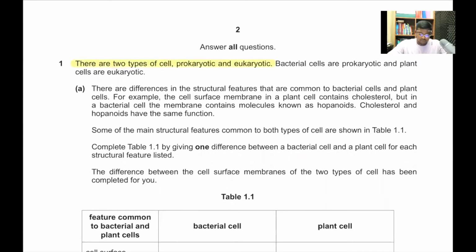Question number 1. There are two types of cell, prokaryote and eukaryote. Bacterial cells are prokaryote and plant cells are eukaryote. There are differences in the structural features that are common to bacterial cells and plant cells. For example, the cell surface membrane in a plant cell contains cholesterol, but in a bacterial cell, the membrane contains molecules known as hopanoids. Cholesterol and hopanoids have the same function.